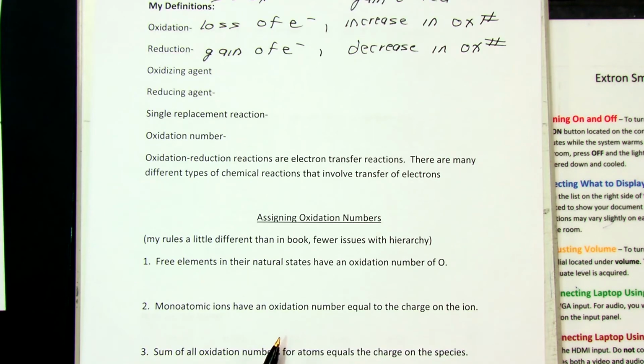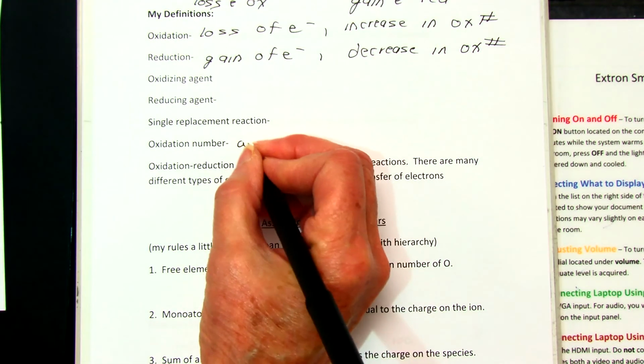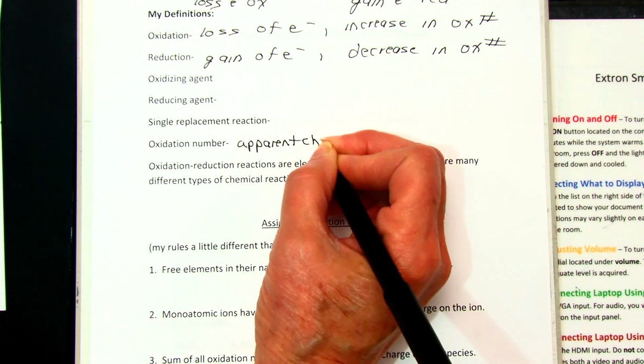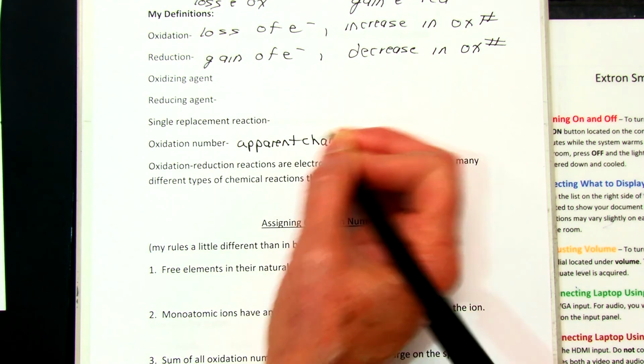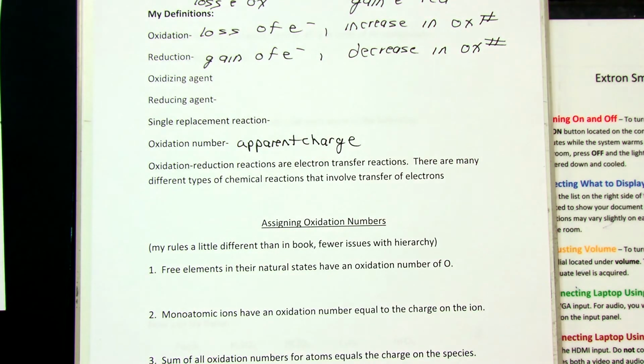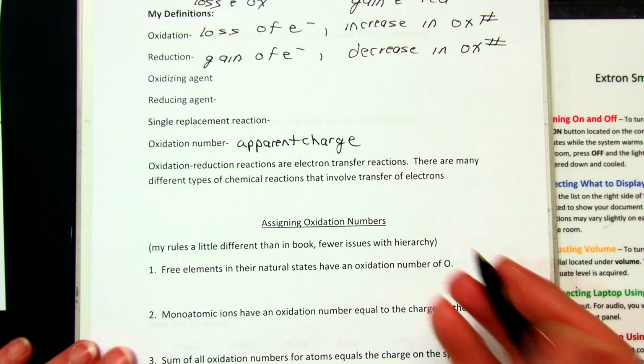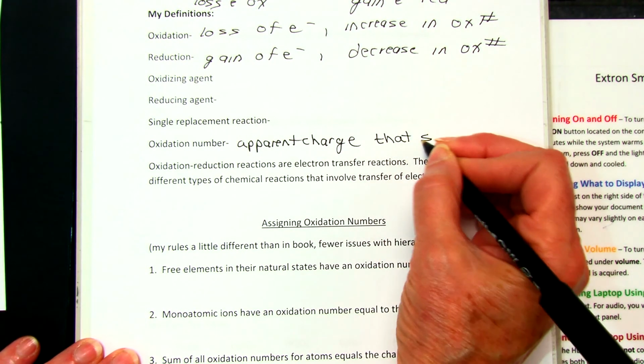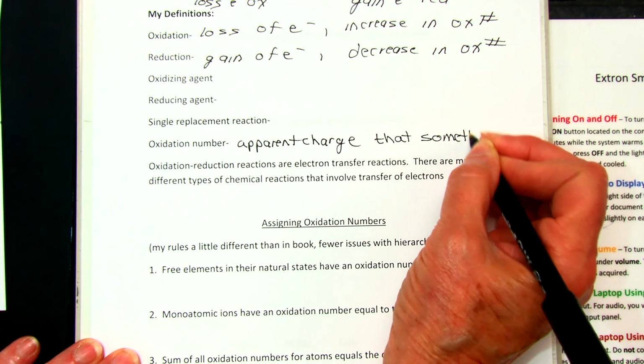Okay, so those are kind of the definitions. Now, the last definition that you really need to understand before you can be successful in this chapter is the one on oxidation number. Oxidation number is an apparent charge. So if you don't have these filled in, you're going to want to go back and fill in the rest before we move along. The apparent charge, it's not real, and it's an apparent charge that something would have if its electrons were transferred completely.